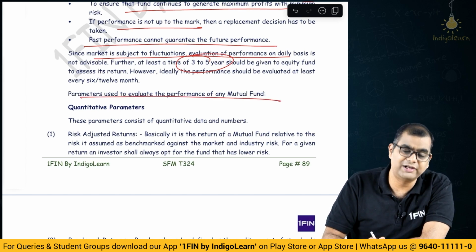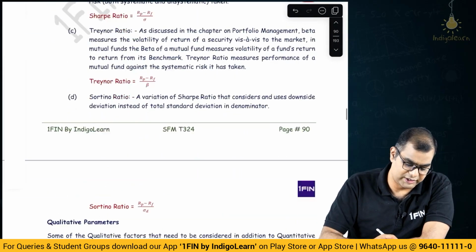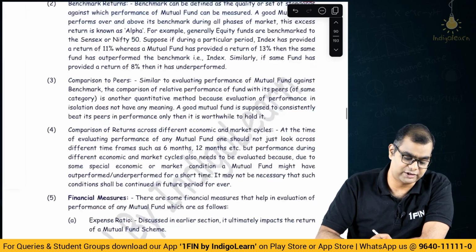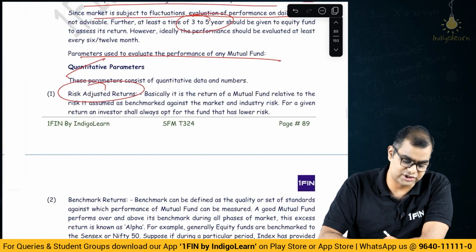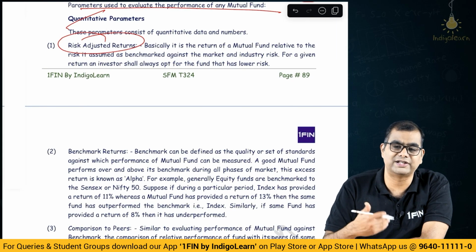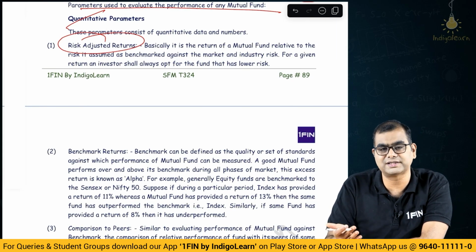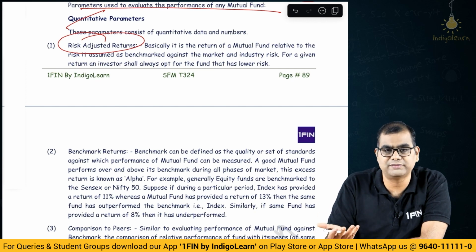How do you evaluate a mutual fund? You have quantitative parameters, and you also have qualitative parameters. So, first let us look at quantitative parameters. You have risk adjusted return. Basically, you look at the risk that a fund has taken and adjust for the risk and look at the return. So if some fund is taking higher risk, are they getting higher returns or not? So that is basically the idea.